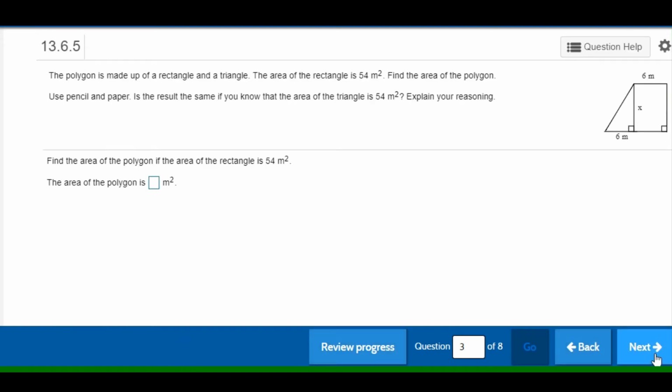This one is fairly easy. So the polygon is made up of a rectangle and a triangle. The area of the rectangle is 54 meters squared. Find the area of the polygon, use pencil and paper. So we know the area of the rectangle. This is the rectangle right here. And it says the area of this is 54 meters squared.